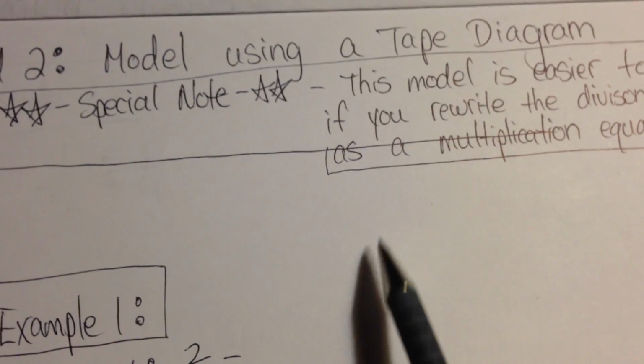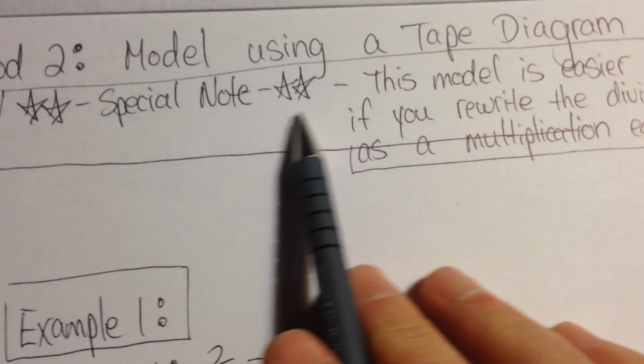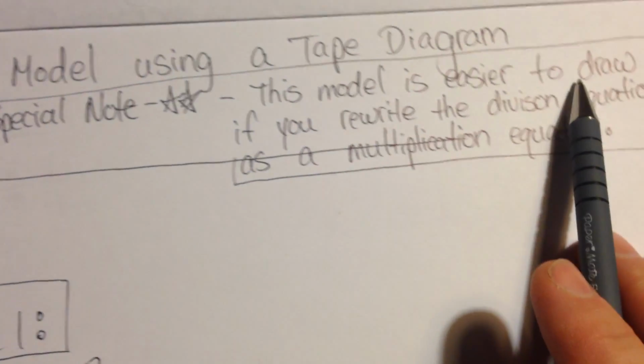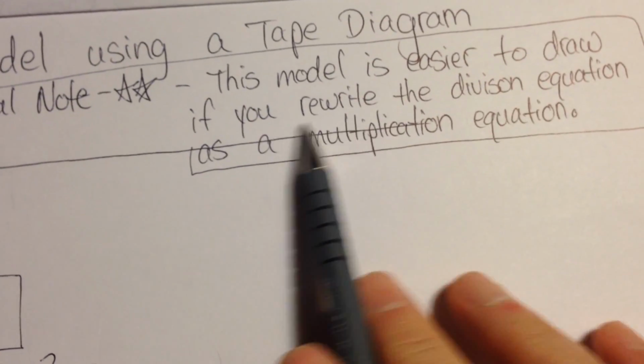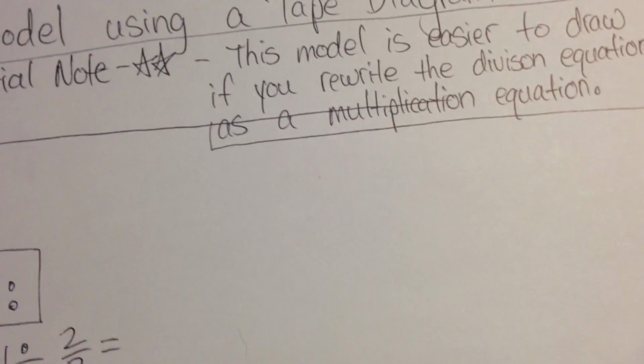I did put a special note in here. I apologize for my line. I got carried away there for a second. My special note is this. This model is easier to draw if you rewrite the division equation as a multiplication equation.